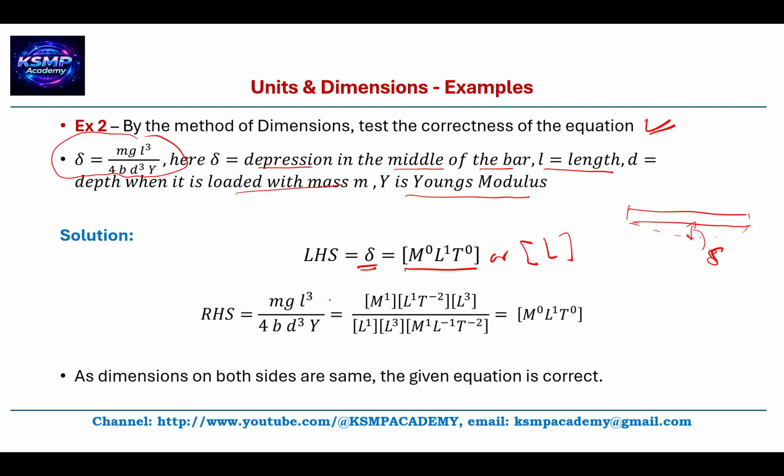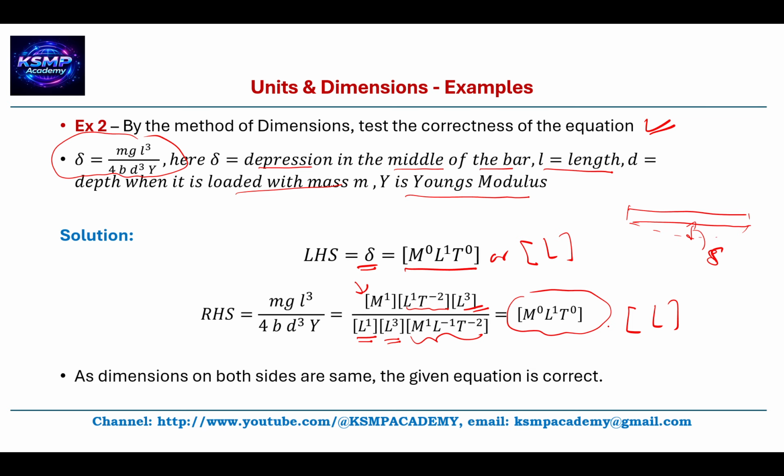Right hand side, for every quantity we have to write the dimensional formula or dimensions. So first one is mass, so let us say this is M. Second one is g, that is acceleration due to gravity, so LT minus 2. Third is L cube. All the values are written here. 4 is constant. B is again distance. D cube, that is L cube. And Young's modulus, by memory we are writing, it is ML minus 1 T minus 2. And if we solve all these, then what we are getting is, this is L only. That is L. You can see here.